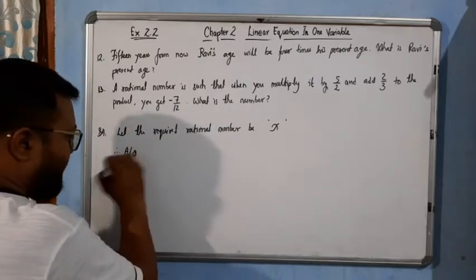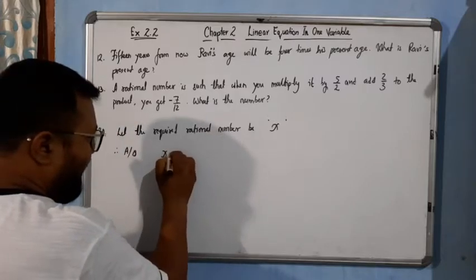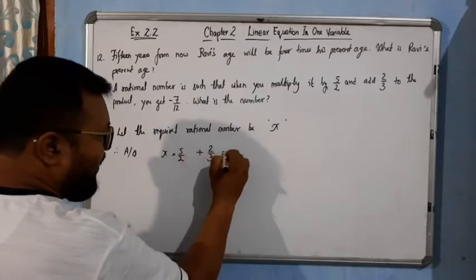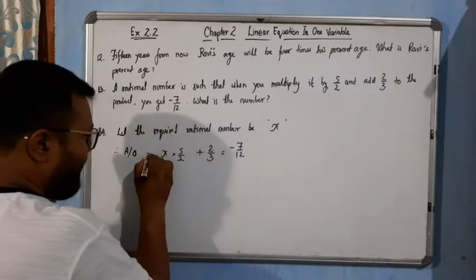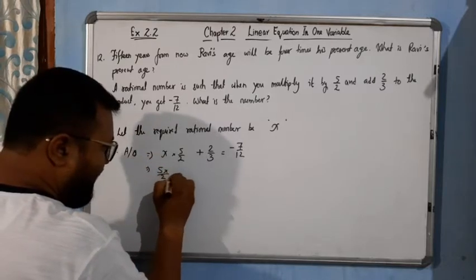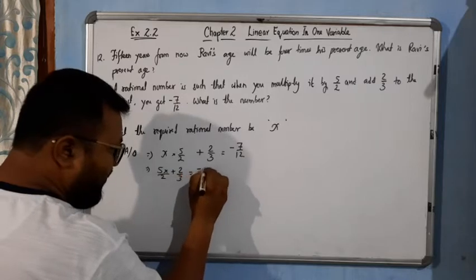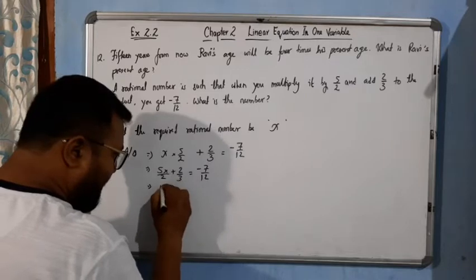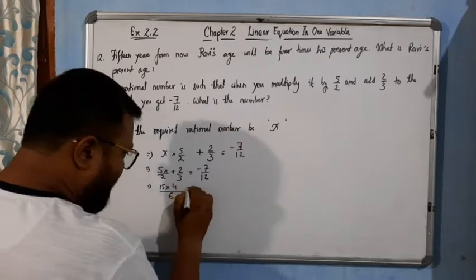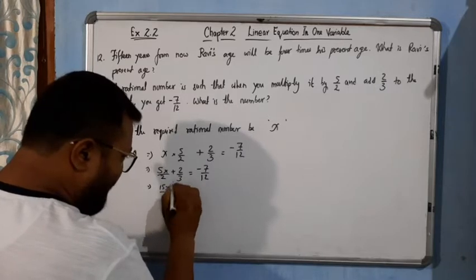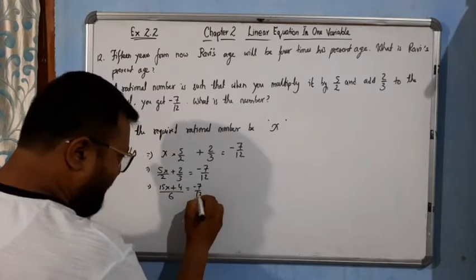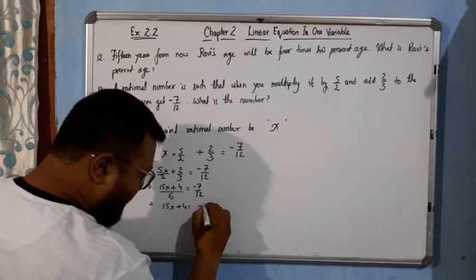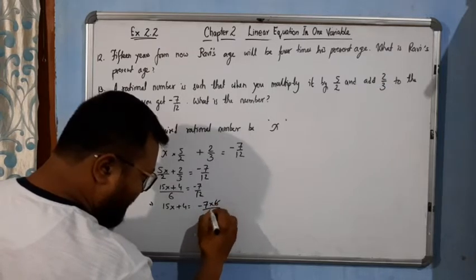Therefore, according to the question, x into 5 by 2 plus 2 by 3 gives you minus 7 by 12. So it will be 5x by 2 plus 2 by 3 equal to minus 7 by 12. Now after taking the LCM it will be 15x plus 4 by 6 equal to minus 7 by 12. So 15x plus 4 equal to minus 7 into 6 by 12.